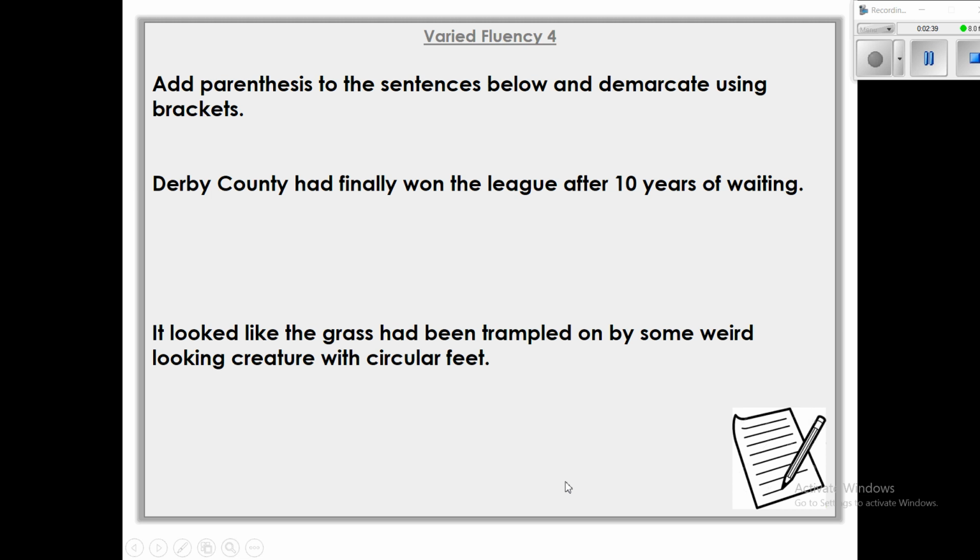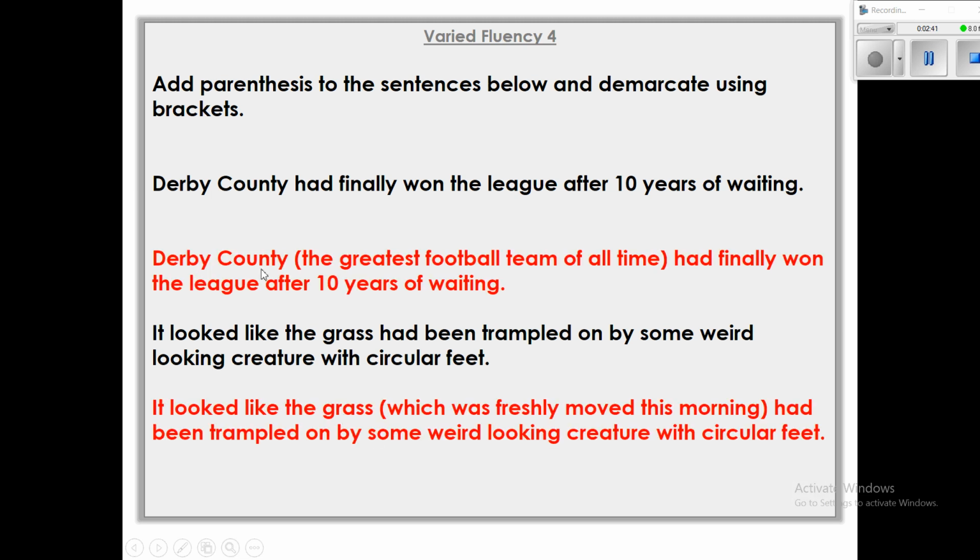Okay, let's have a look at what I've done. Here I've done Derby County, the greatest football team of all time, true, had finally won the league after 10 years of waiting. So I've added in my extra information after Derby County. And here I put, it looked like the grass, which was freshly mowed this morning, okay, that's meant to say mowed, not moved, sorry, had been trampled on by some weird looking creature with circular feet.